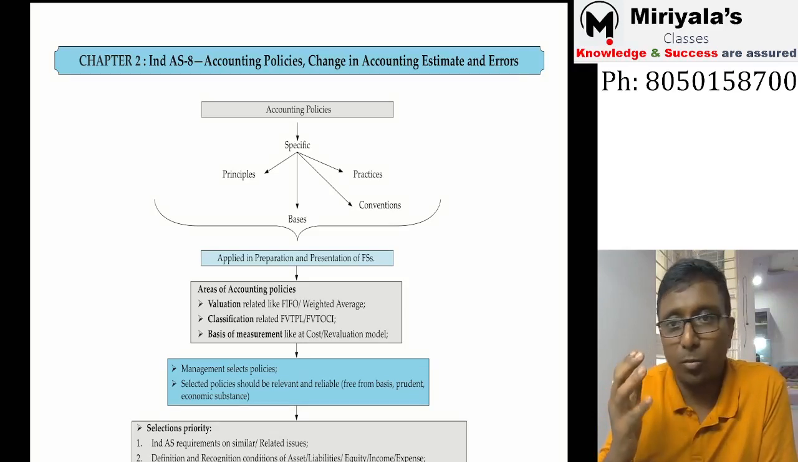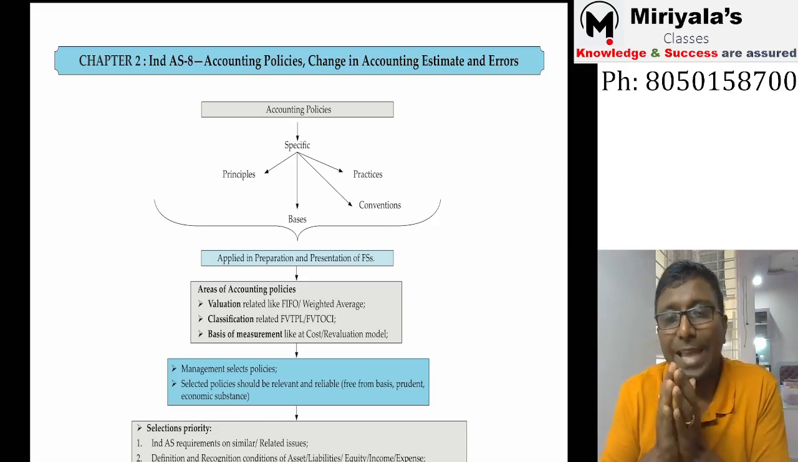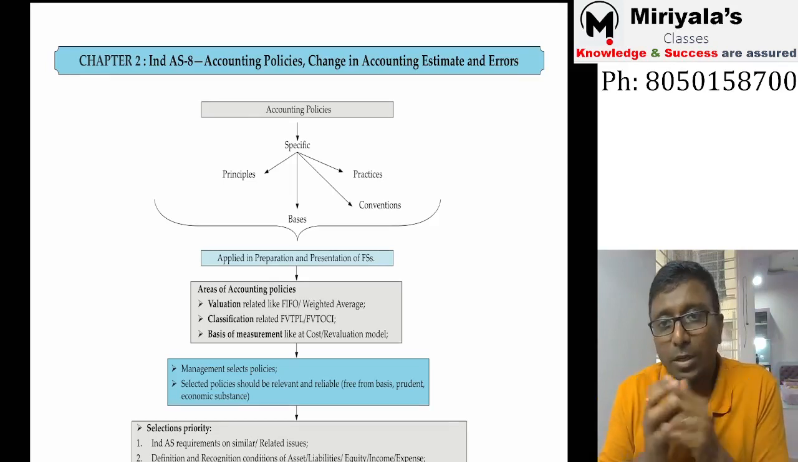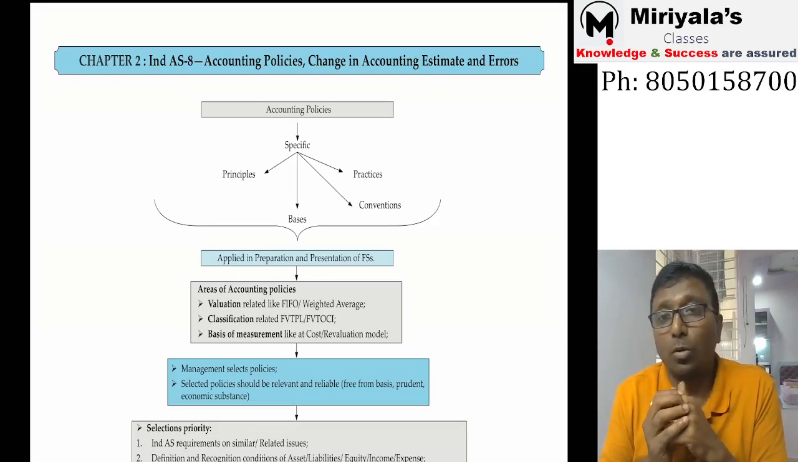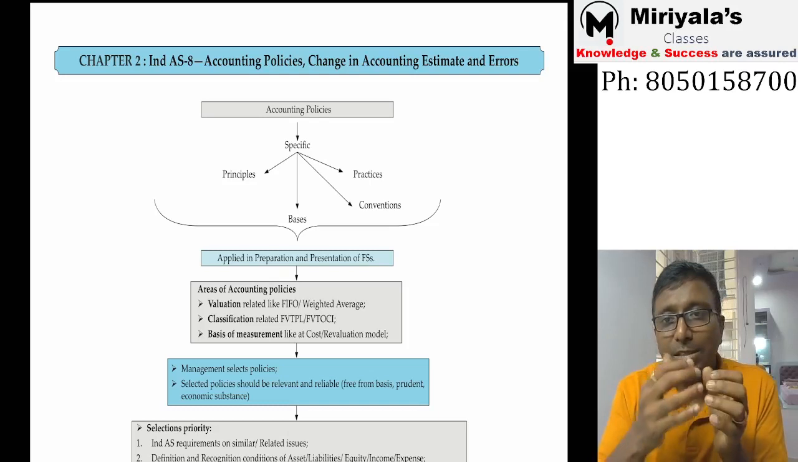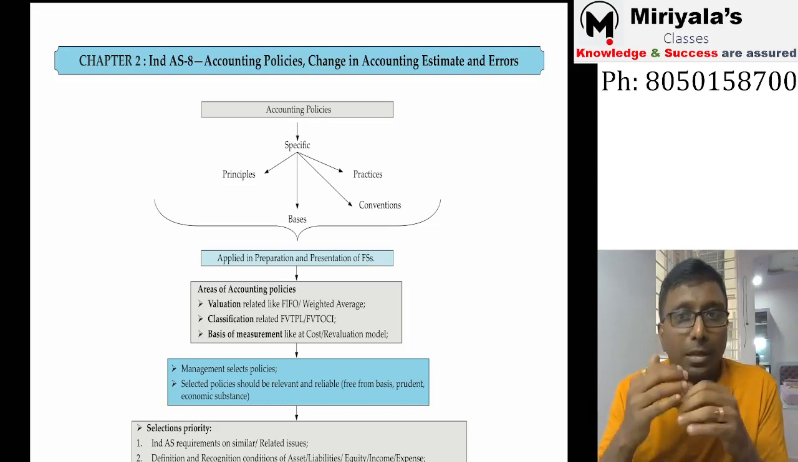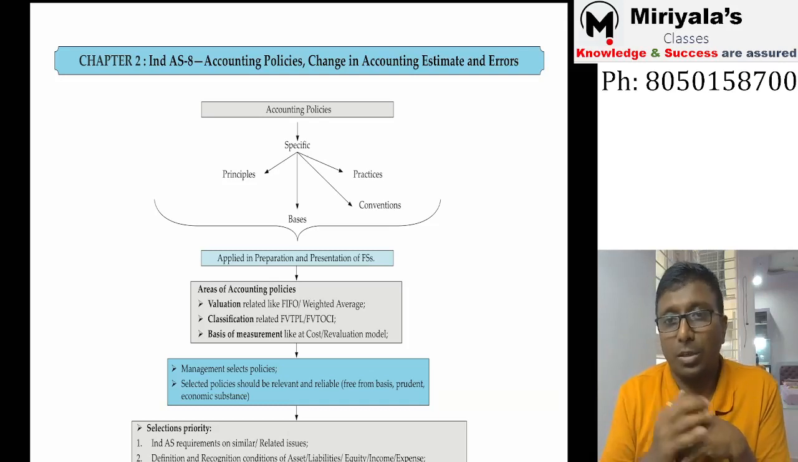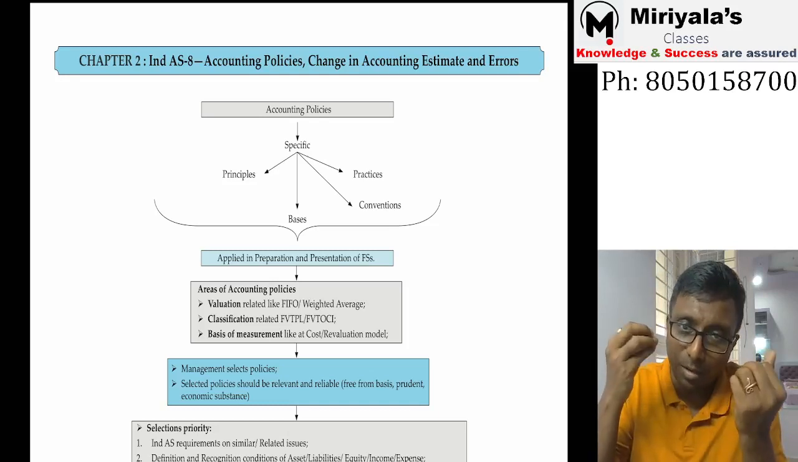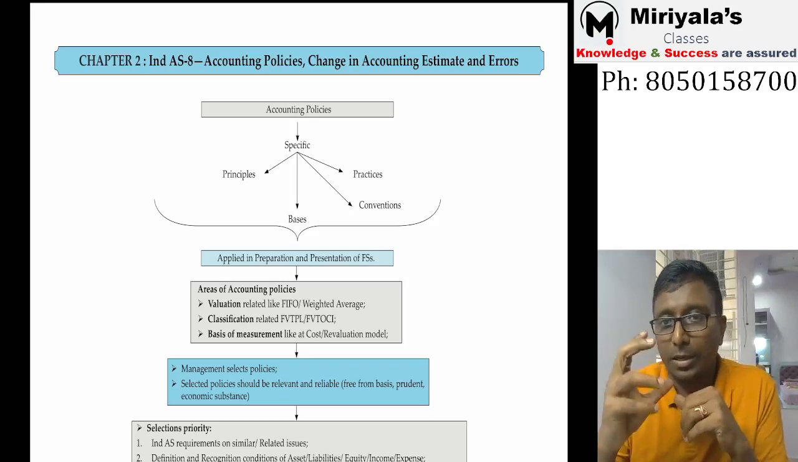Ind AS 8 talks about three topics. One is accounting policies, change in accounting estimations, and errors. Okay, right. So the first one is accounting policy. With respect to accounting policy, what is an accounting policy? At the same time, what is the hierarchy in which the company should select? At the same time, if there is a change in accounting policy, what are we supposed to do? And some of the circumstances which do not amount to a change in accounting policy. Okay, right. That is the point.